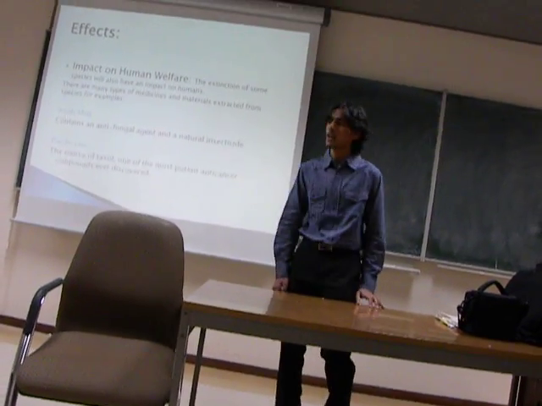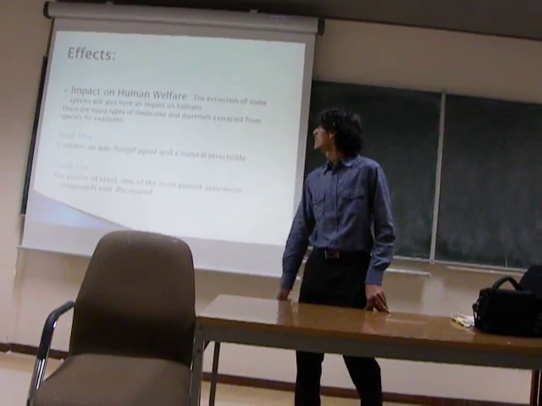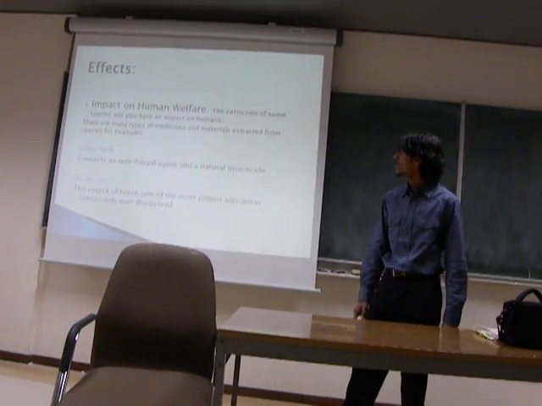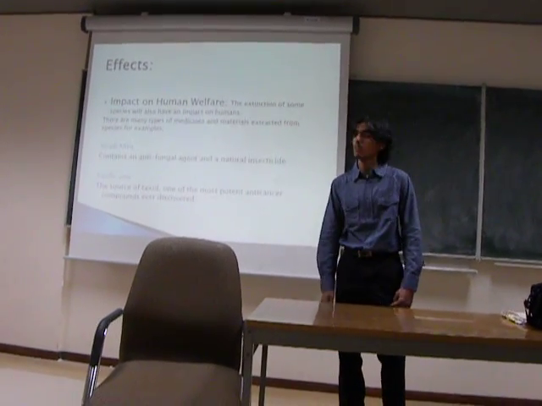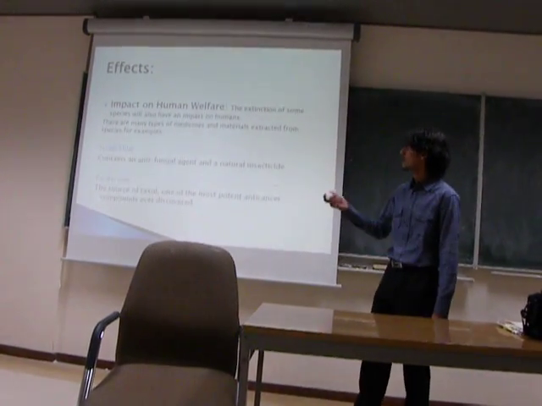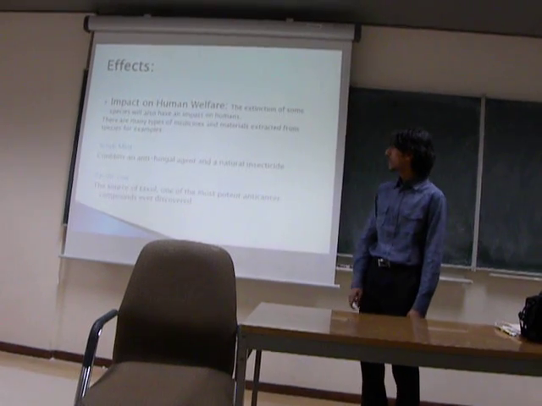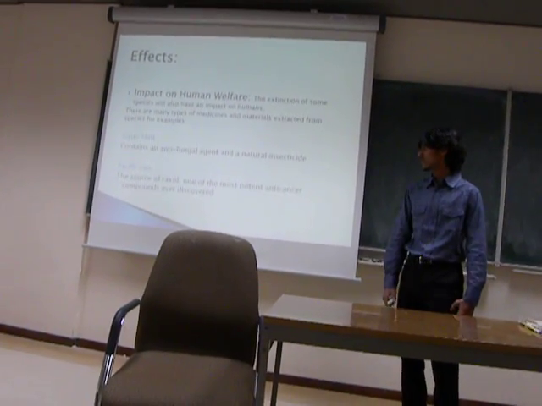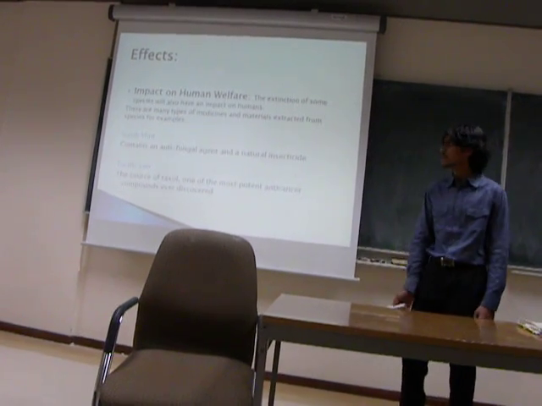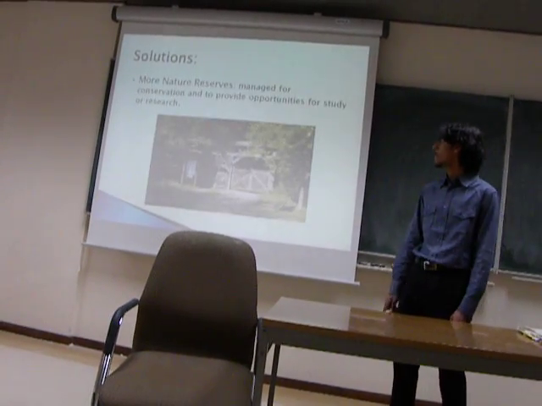The second effect is impact on human welfare. The extinction of some species will also have an impact on humans. There are many types of medicine and materials extracted from species. For example, we have scrub mint, contains an antifungal agent and a natural insecticide. Pacific Blue, the source of Taxol, one of the most potent anti-cancer compounds ever discovered.